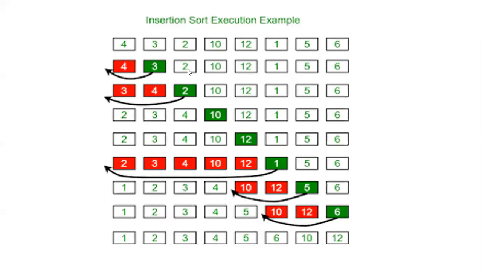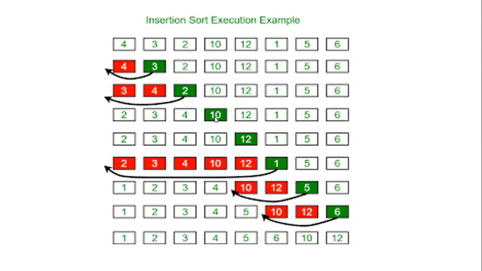Now in the next iteration we'll pick the next card and compare it with each element, with 4, with 3, and we want to find its right position, which is there after 3. So we'll move the heavier elements forward. We can see that 4 is at this position, 3 is at this position, and we'll place 2 here.